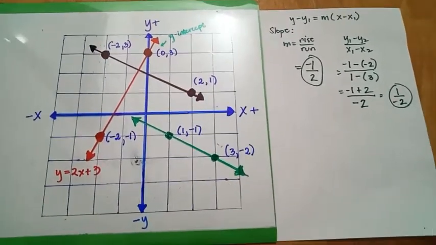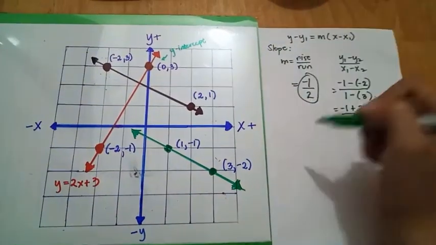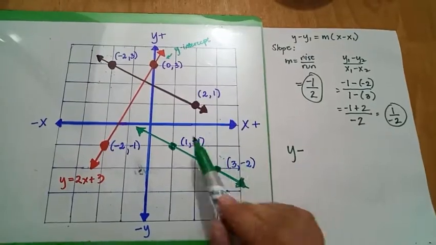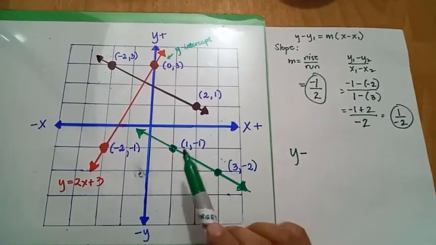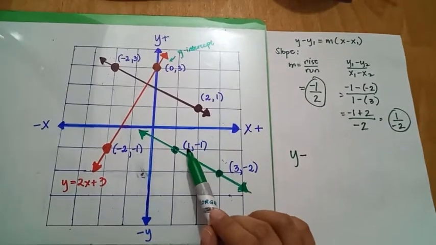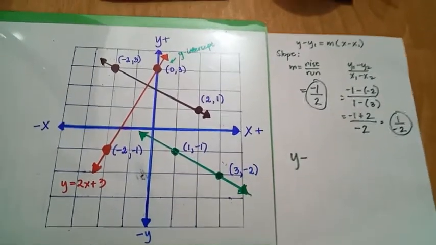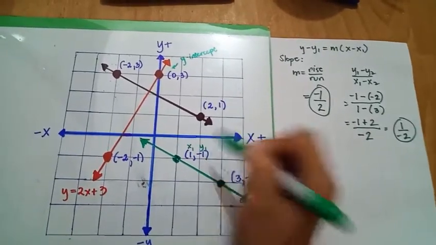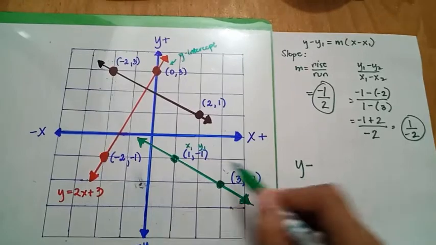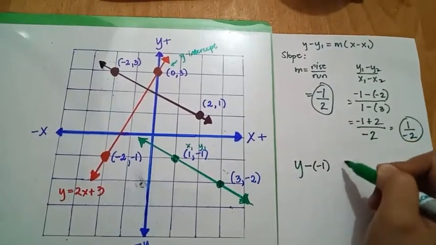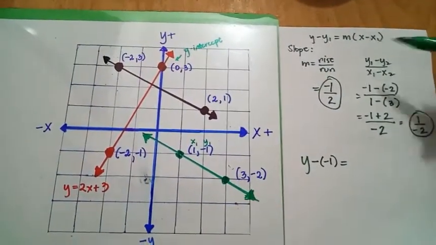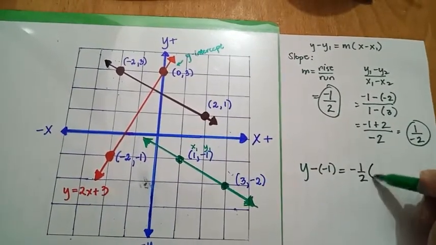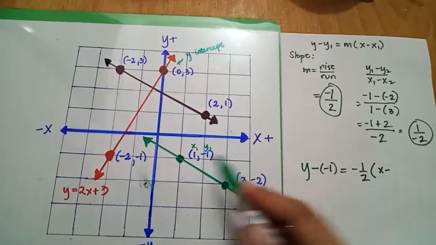Now, substituting it to our problem, you have y minus. Again, y sub 1 can be taken from any of the two, no? So, pumili ka na lang ng mas madali. Kung mas madali sa'yo yung -1, 1, edi yun ang gamitin. Kung ito ang gagamitin, this will be x sub 1, y sub 1. So, y minus y sub 1 is -1 equals the slope which we are able to get is -1/2 times x minus the x sub 1 is 1.